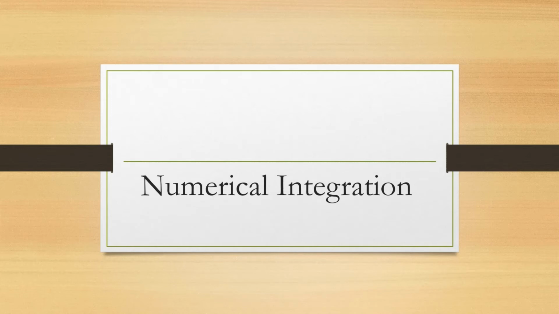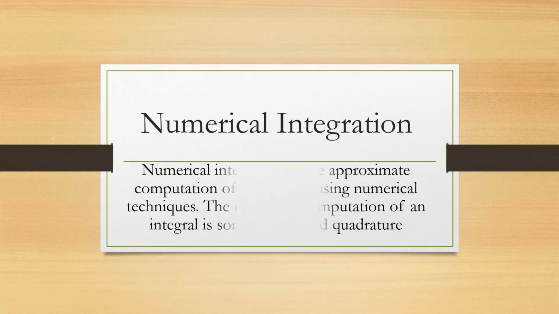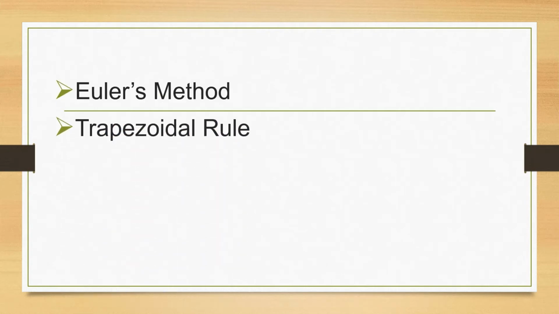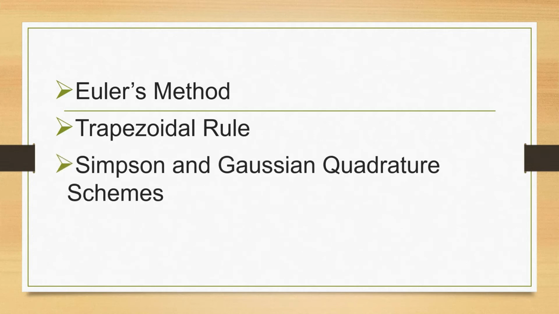Next is numerical integration. Numerical integration is the approximate computation of an integral using numerical techniques. The numerical computation of an integral is sometimes called quadrature. Numerical integration has various methods. First is Euler's method, second is the trapezoidal rule, and the last are Simpson and Gaussian quadrature schemes.